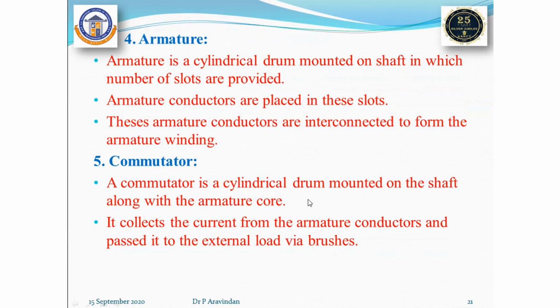Of course, the same is repeated when you give the DC supply as input to the armature: your commutator will convert it to a suitable AC supply after commutation. That AC supply only we are going to give to the armature conductors. So that will suitably develop continuous torque on the armature conductors, in such a way that your armature will rotate continuously. So it collects the current from the armature conductors and then passes it to the external load via brushes.